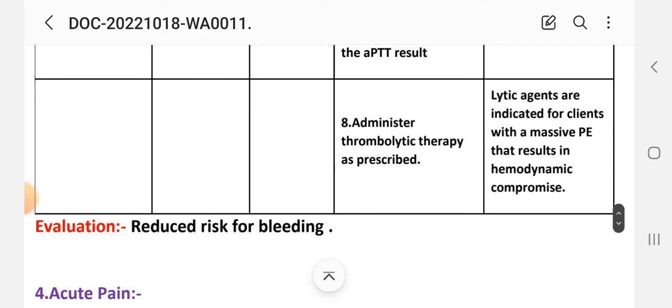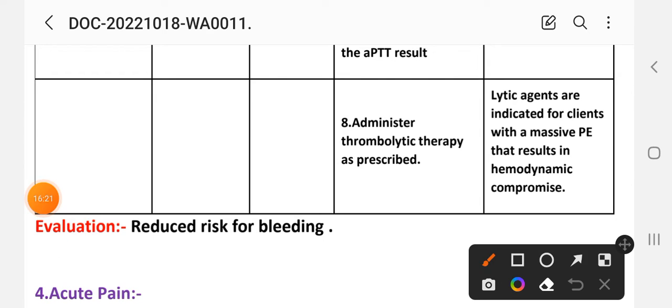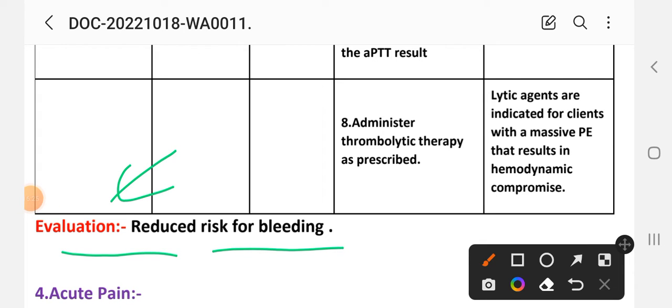Number 8 intervention, administer thrombolytic therapy as prescribed. Lytic agents are indicated for clients with a massive pulmonary embolism that results in hemodynamic compromise. After providing these interventions, we write an evaluation. Now here the evaluation is reduced risk for bleeding.